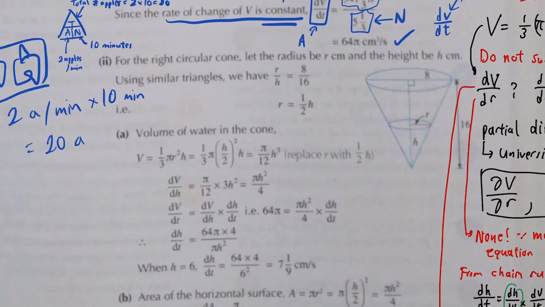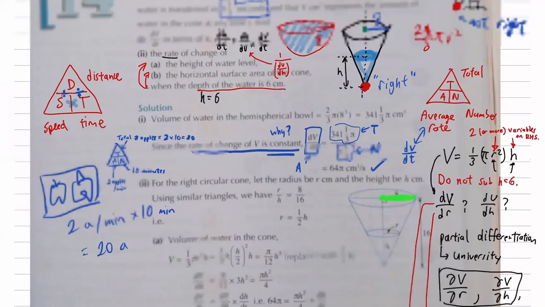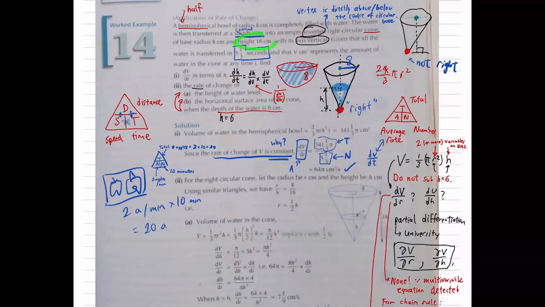So once you know it's similar triangles, what's so special about it? You know that this is height h. You also know that this is radius r. Correct or not? So that means you can form an equation from similar triangles. R over h equals 8 over 16. Sorry, I didn't explain where 8 and 16 came from. 8 came from the question, radius of 8. 16 came from the question as well, height 16 cm.